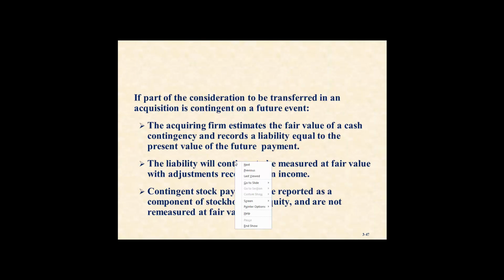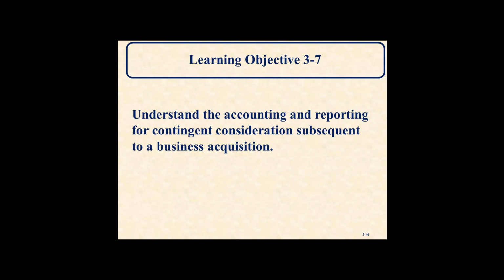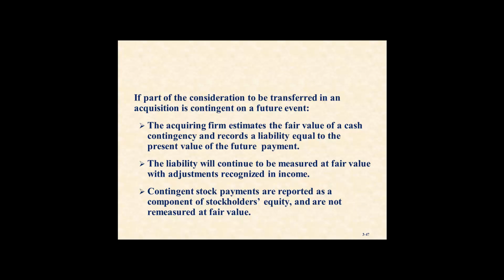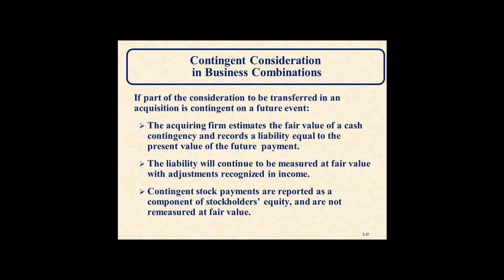So, learning objective 7: understand the accounting and reporting for contingent consideration subsequent to the acquisition. If part of the consideration being transferred at acquisition is contingent on a future event, then the acquiring firm estimates the fair value of the cash contingency and records a contingent liability at the present value of the future payment. The liability will continue to be measured at fair value with adjustments recognized in income. Contingent stock payments are reported as a component of stockholders' equity and are not remeasured at fair value.